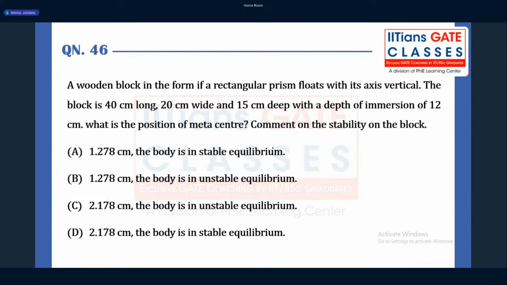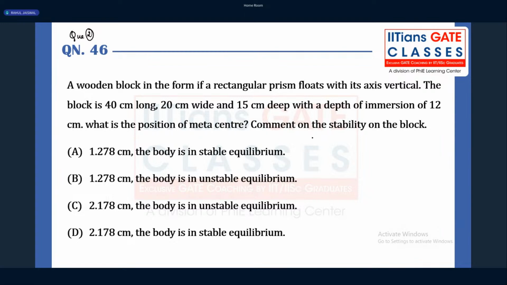Now coming back to question number 2. Note it down first of all. A wooden block in the form of a rectangular prism is floating with its axis vertical. The block is 40 centimeter long, 20 centimeter wide, and 50 centimeter deep. With a depth of immersion of 12 centimeter, what is the position of the metacenter? And they are asking to comment on the stability of the block.